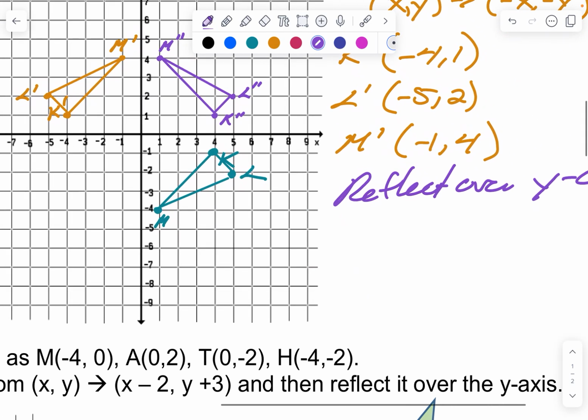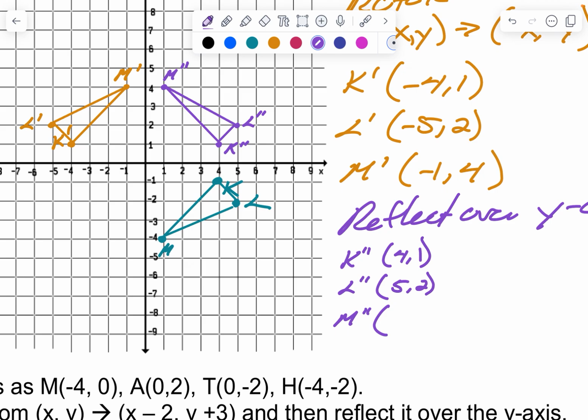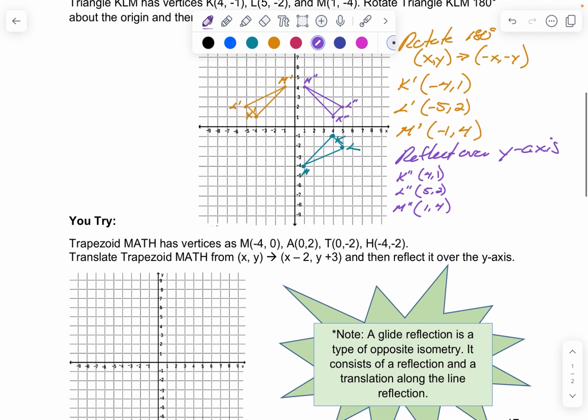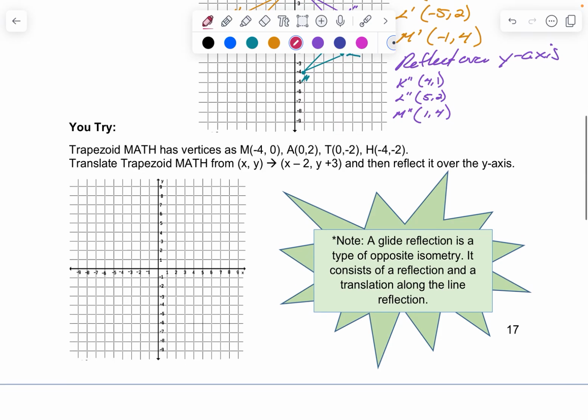Okay, so let's put those ordered pairs down just so we can see. K double prime is at (4, 1). L double prime is at (5, 2). And M double prime is at (1, 4). Okay, now you try. MATH, I love when it spells something, has these vertices.